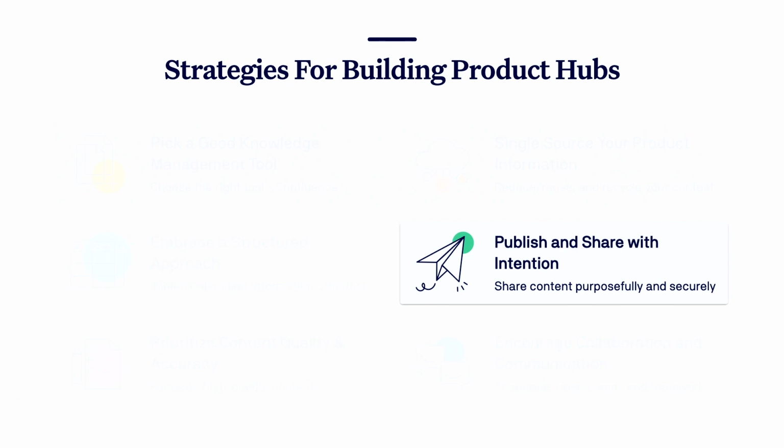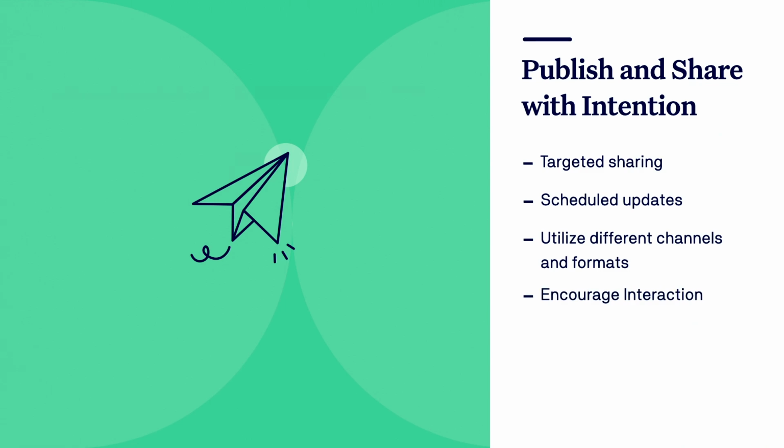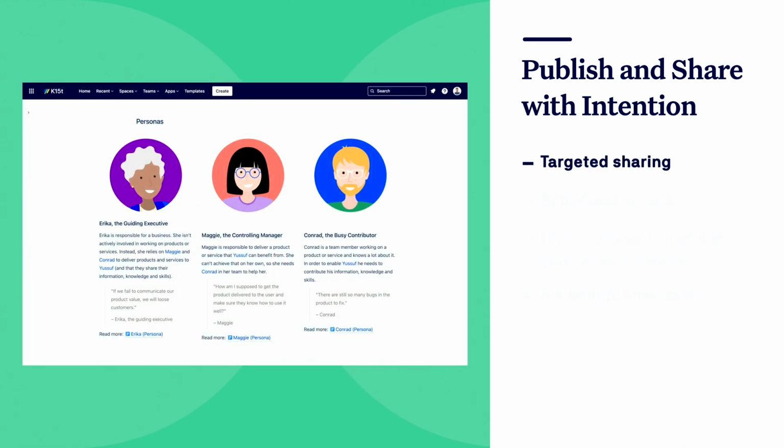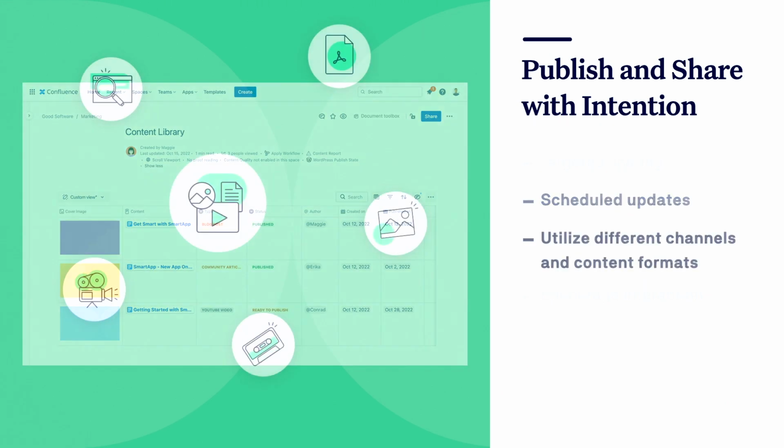Then the next important thing is, like in a relationship, sharing your thoughts and feelings is important. It is equally important when you have to share your content through a product hub. So for that, use targeted sharing. Make sure that you know exactly who you are targeting with your information and customize your product hubs accordingly to maximize its impact and relevance. Establish a regular schedule so that your content is up to date and this keeps users informed.